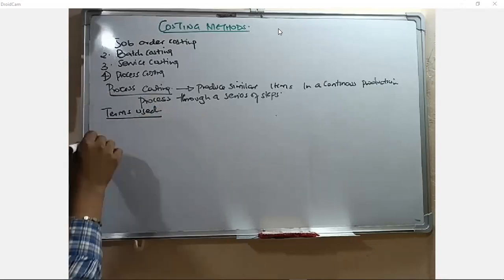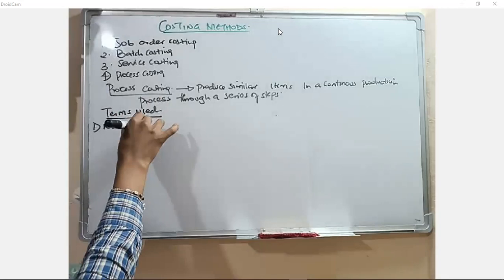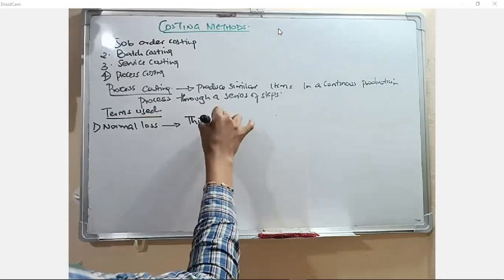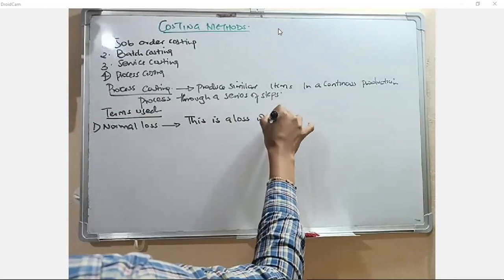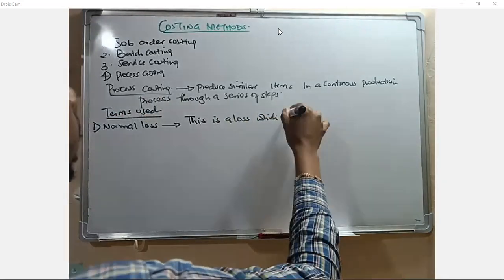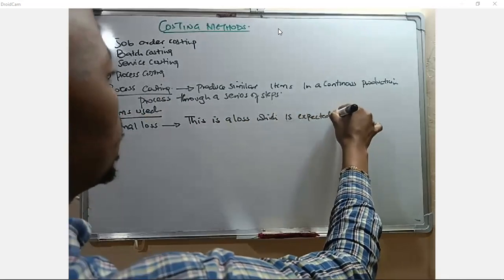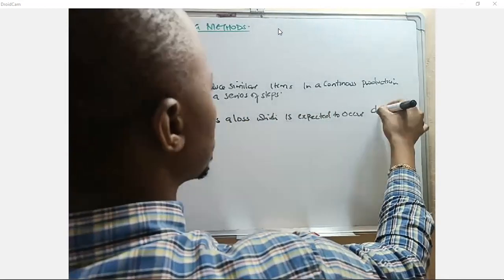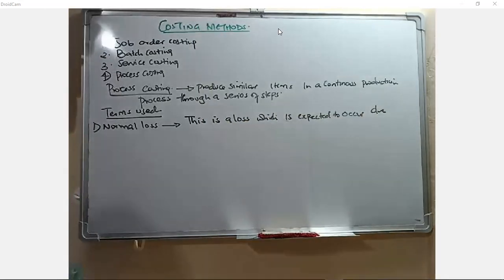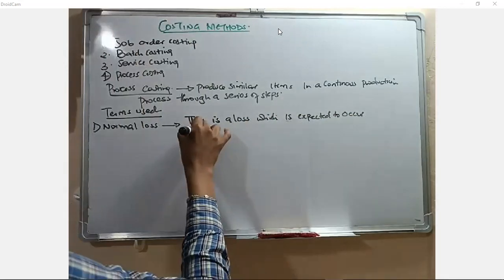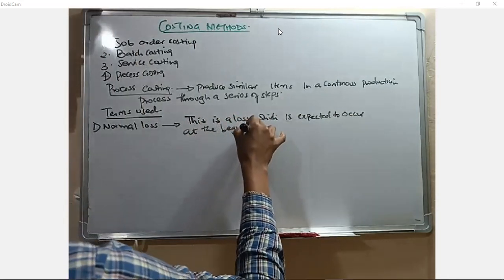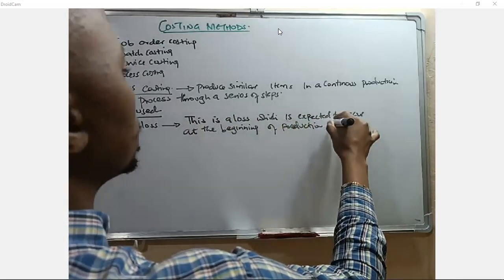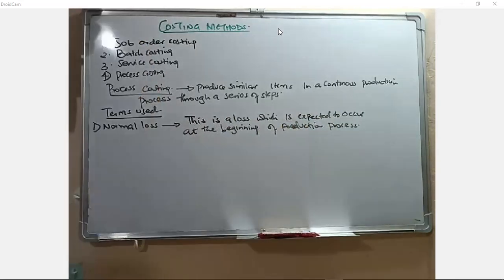In this case, we start with the normal loss. You ask yourself, what is a normal loss? And we say, this is a loss which is expected to occur, due to factors which are normally expected at the beginning of the production process.